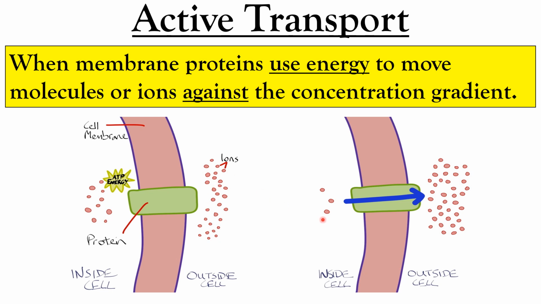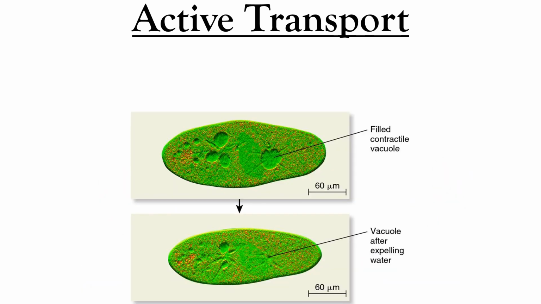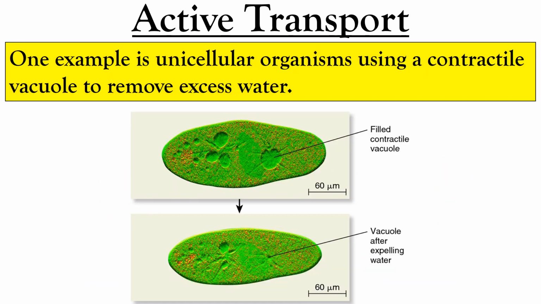So you can see despite you having to go against the concentration gradient here, if you've got energy, and this is ATP, which we'll talk about later in the course, then you can move a substance from a lower to a higher concentration. An example would be if you've got a higher water concentration outside the cell, you've got unicellular organisms which can use their vacuole to pump water out. Okay, but that requires energy, so active transport.